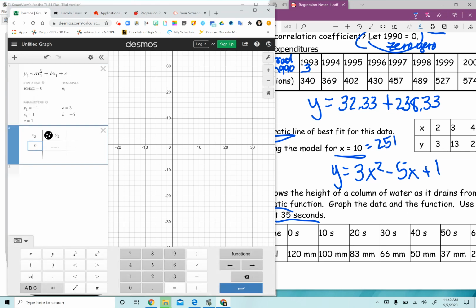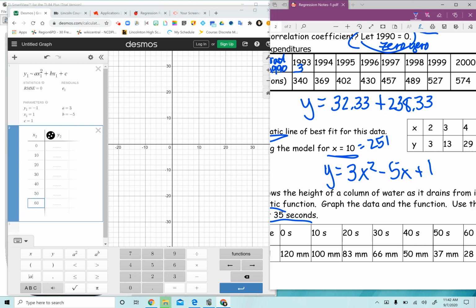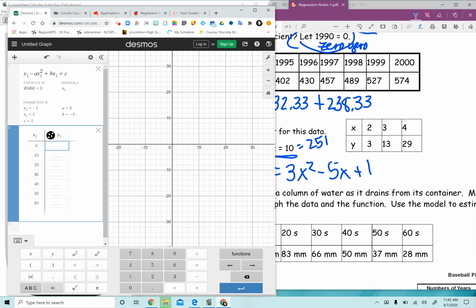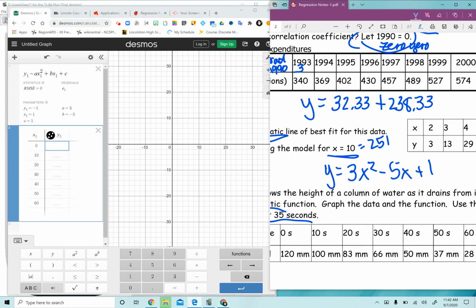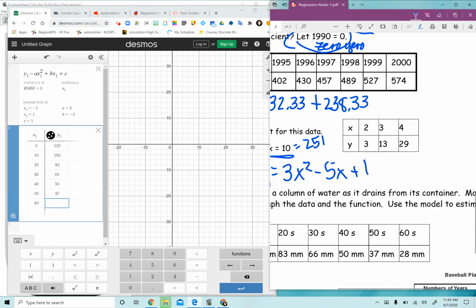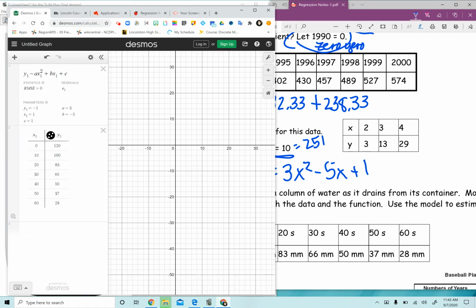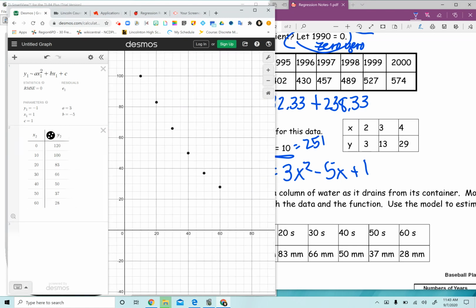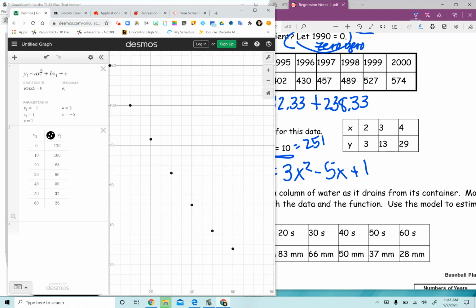So 0, 10, 20, 30, 40, 50, 60, 120, 100, 83, 66, 50, 37, and 28. There they go. Okay, let's see what our graph looks like. Can we tell? Oh, look at how pretty that is. Nice little quadratic there going on.